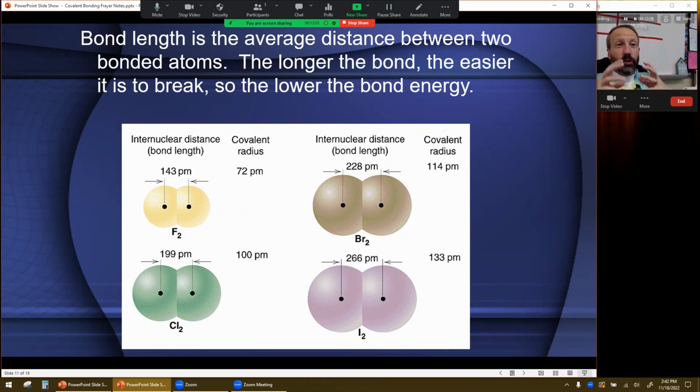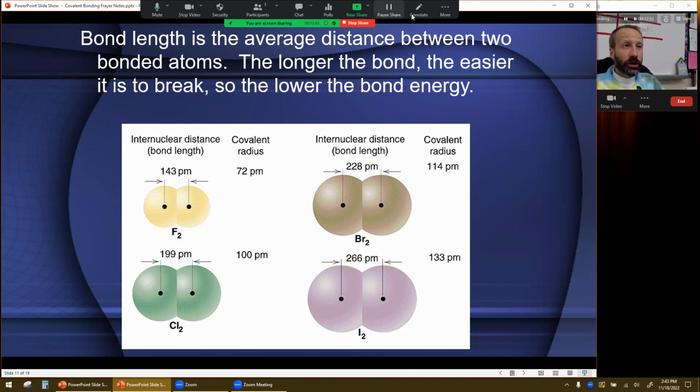Okay. But experience has told you what bond energy is going to tell you as well. A long bond is easy to break, a low bond energy. And a short bond is hard to break, high bond energy. So bond energy tells us the strength of the bond. A weak bond is the same as a long bond, and a short bond is the same as a strong bond. So there's definitely a connection between length and bond energy. And the higher the bond energy number, the stronger the bond, yes, but also we can infer the shorter the bond.